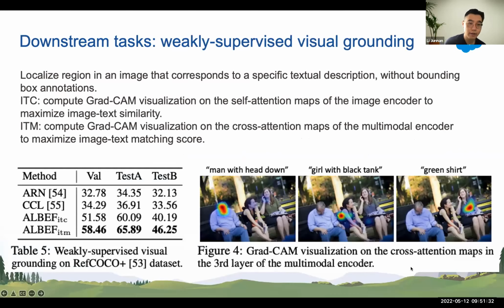And actually, we were surprised to discover this capability. So basically, we can use LBAF to localize the important region in the image that corresponds to a certain textual description. And we do it by using GradCam, which is a visualization technique, and we put it on the cross-attention map. We have this cross-attention from the image encoder to the text encoder. So if we visualize the GradCam, you can see that it can accurately localize where the text is inside the image.